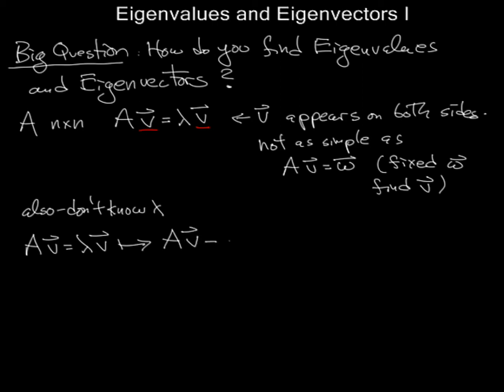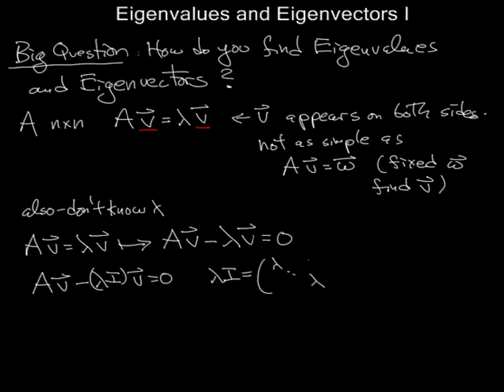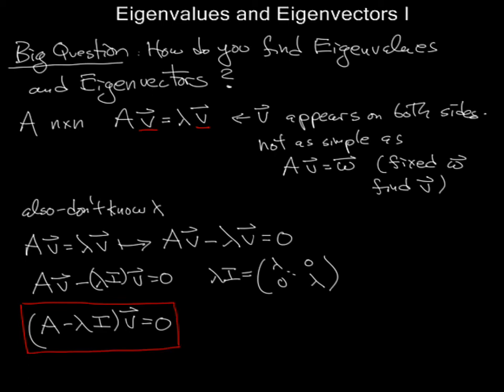Well, here's the idea. Let's get the v on the other side. Write this as Av minus lambda v is equal to 0. And write lambda v as lambda times the identity times v. And then combine A and lambda I to get A minus lambda times the identity applied to v is equal to 0. Now this is a beautiful equation. One of the key points is that the v is only on one side now. So this looks more like the kind of thing we know how to solve. And it's got the fixed vector 0 on the right.